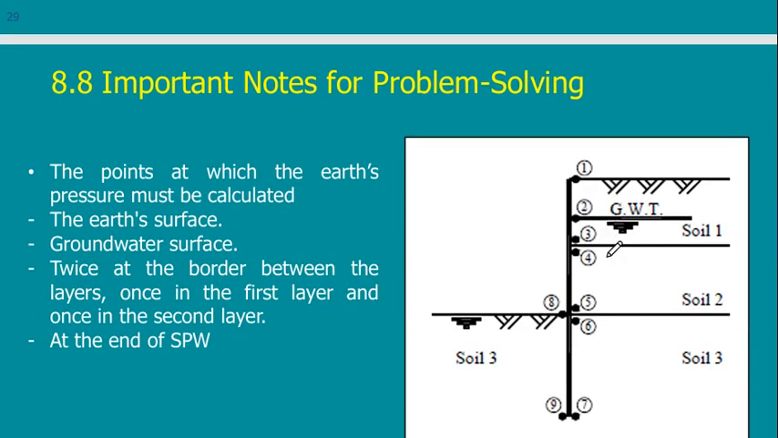Which points am I going to calculate? As a rule of thumb, you calculate at the beginning of the layer and at the end of the layer. Here, why do we calculate 3 and 4? 3 is the same depth as 4, but 3 belongs to layer number 1, 4 belongs to layer number 2. Here I have C and phi, here I have another C and phi, so I need to calculate at this elevation twice, 1 centimeter above and 1 centimeter below, so that I go into soil number 2 and calculate the value.